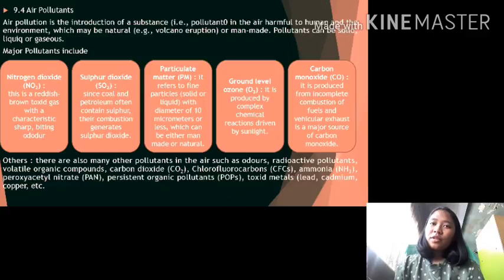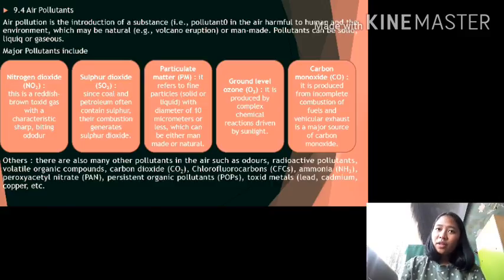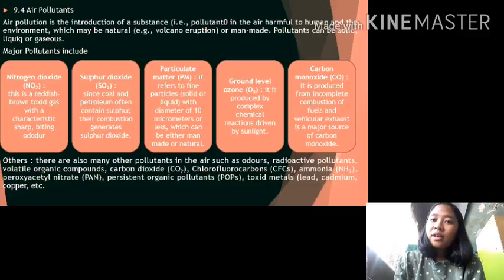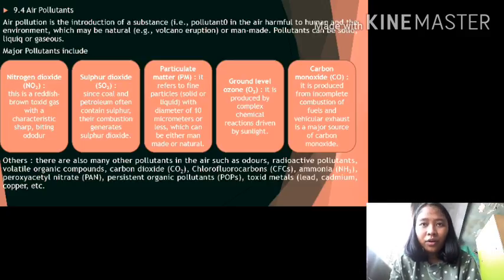9.4 Air pollutants. Air pollution is the introduction of a substance, i.e. pollutants, in the air harmful to human and the environment, which may be natural, e.g. volcano eruption, or man-made. Pollutants can be solid, liquid, or gases. Major pollutants include: first, nitrogen dioxide. This is a reddish-brown toxic gas with a characteristic sharp, biting odor.